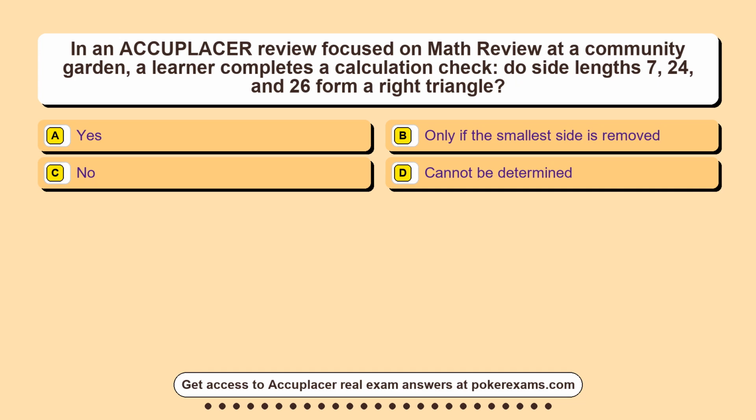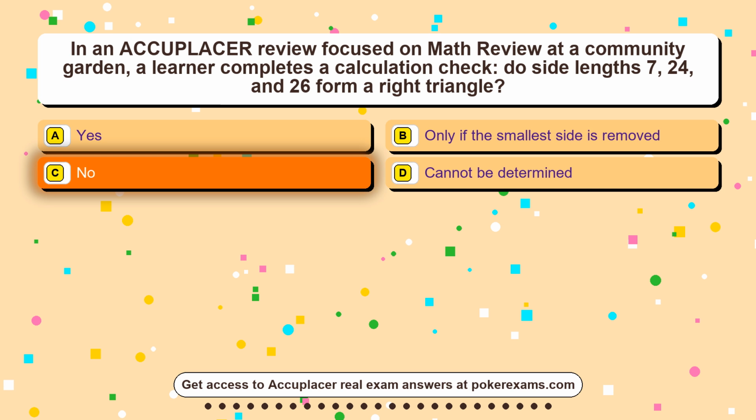Question 4. In an Accuplacer review focused on math review at a community garden, a learner completes a calculation check. Do side lengths 7, 24, and 26 form a right triangle? Option A, yes. Option B, only if the smallest side is removed. Option C, no. Option D, cannot be determined. The correct answer is option C, no.